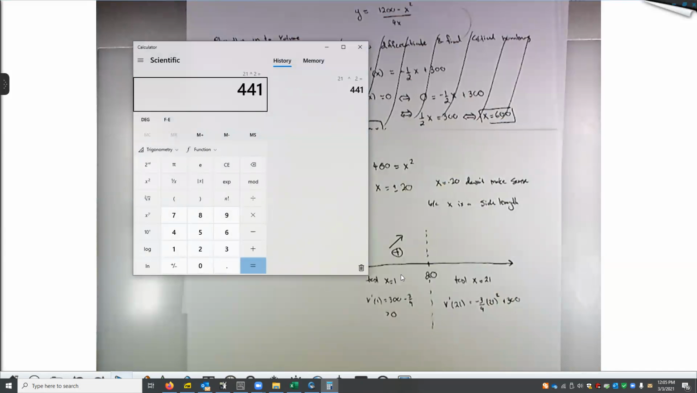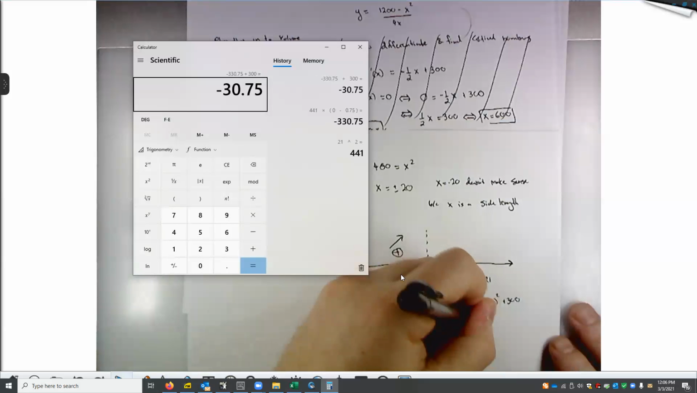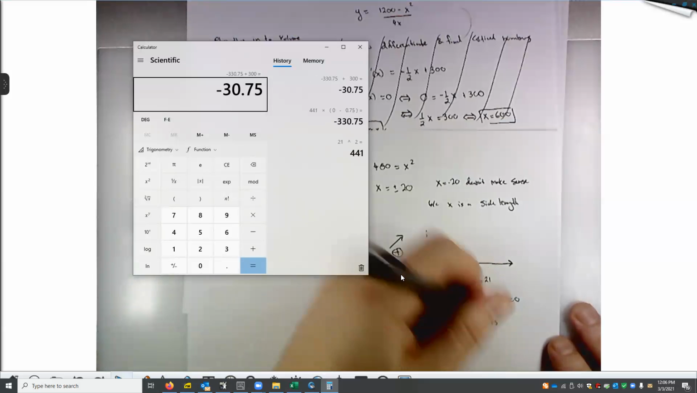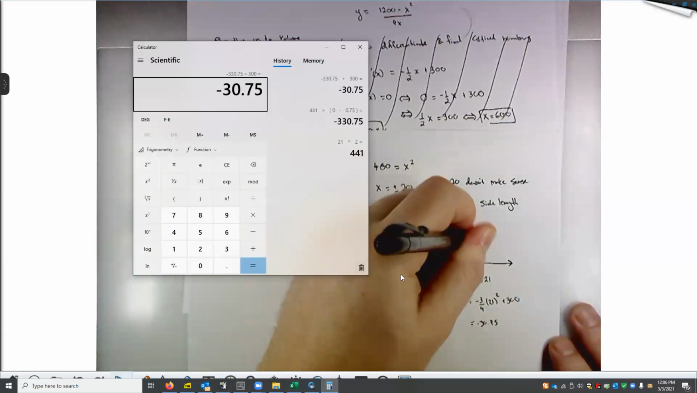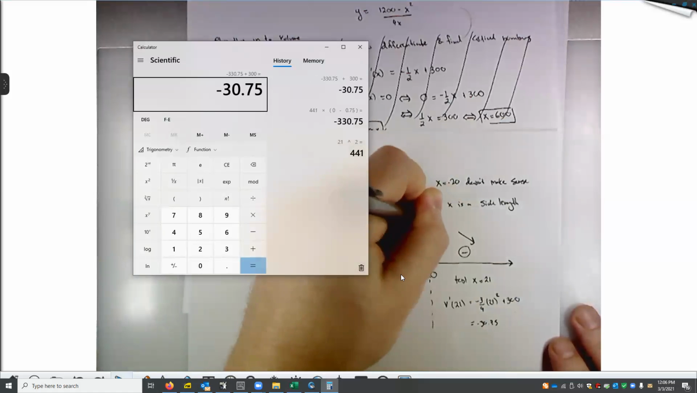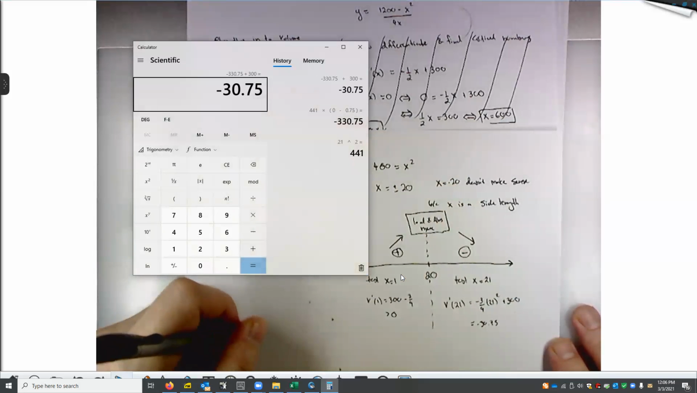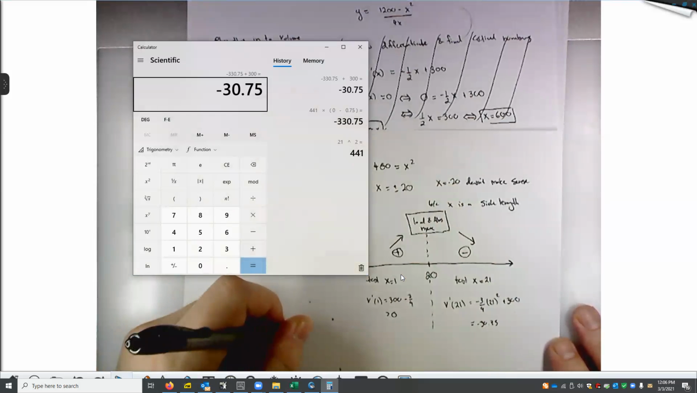21 squared is 441. If you multiply this by 3/4 or -3/4, that's -0.75. You get 330. And if you add that to 300, you get negative 30.75, which is certainly negative. So this has to be a local and absolute max, which is good news. And then finally, find y.